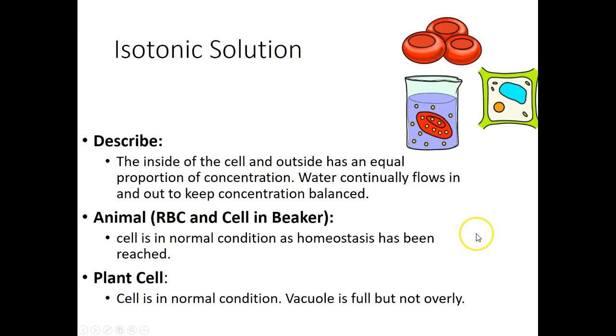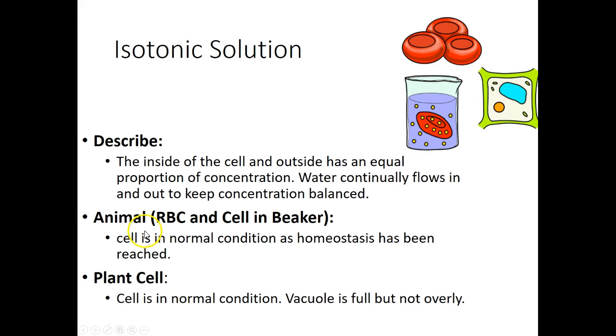An isotonic solution, the inside of the cell and the outside of the cell have an equal proportion of concentration. So you'll notice that I have 1, 2, 3, 4, 5, 6, 7, 8 dots here, and 1, 2, 3, 4, 5, 6, 7. So it's pretty close. You might have another hidden dot on the inside of this cell. So we have an equal concentration, so water can just easily move in and out without any trouble.